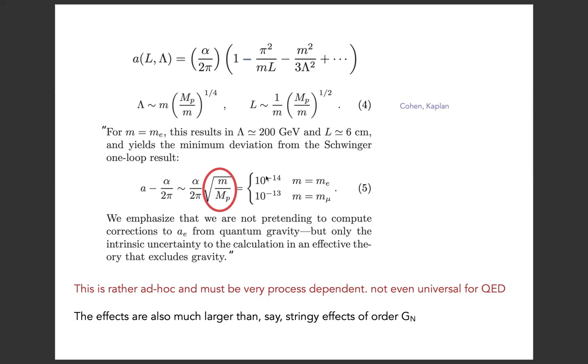And these corrections are not that far off, within an order of magnitude or so of both the experimental and the theoretical uncertainties on G minus. Well, that's true for the electron, not for the muon. The muon is not competitive.